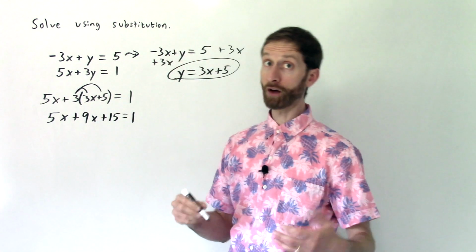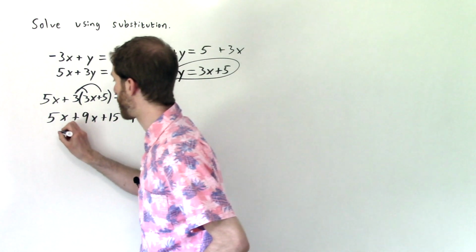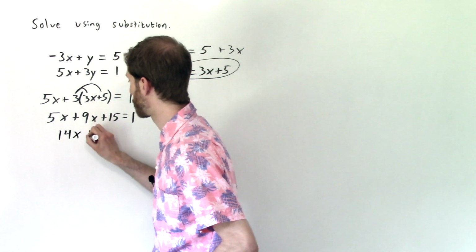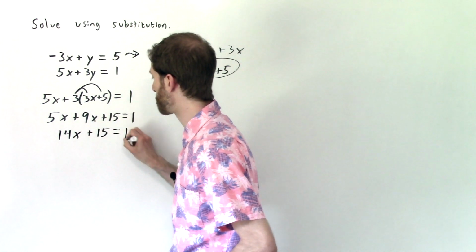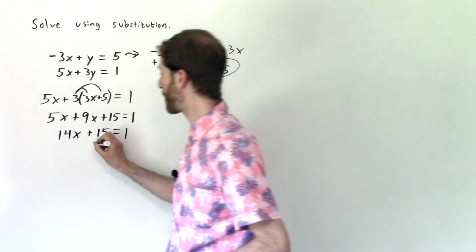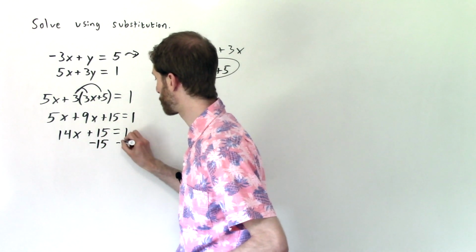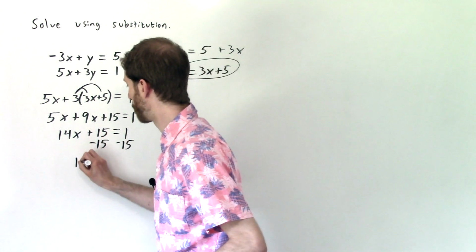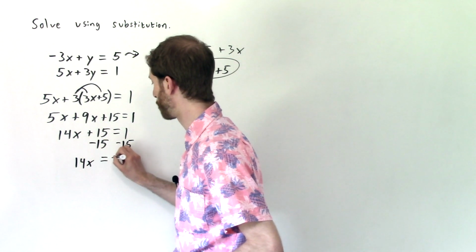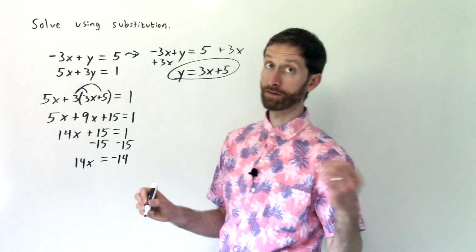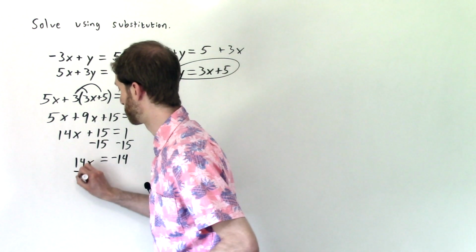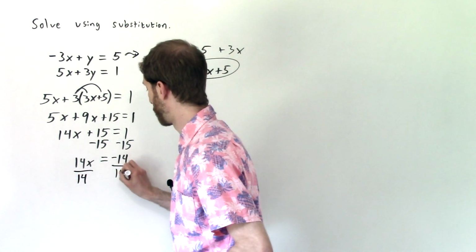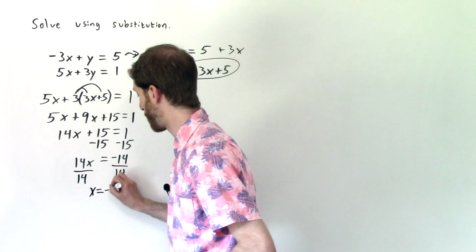And now we keep solving by combining like terms. 5x and 9x is 14x, plus 15 is equal to 1. And then subtract 15 from both sides because we're on our way to isolating x. It's a beautiful thing. 14x is equal to negative 14. Divide both sides by 14, and we're left with x is equal to negative 1.